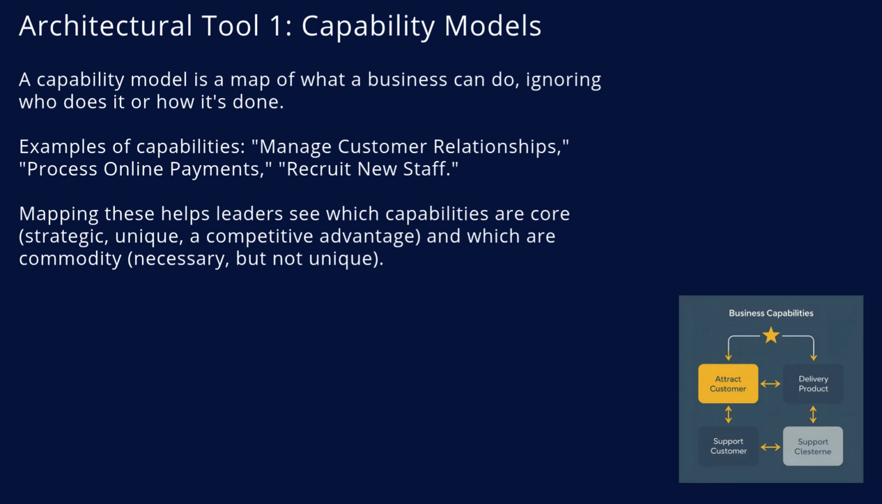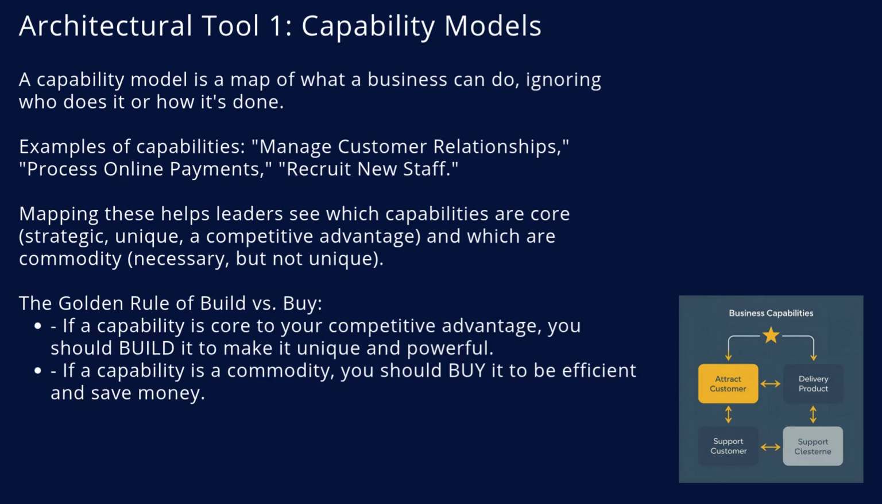You look at each capability and ask a simple question: is being world-class at this capability essential to our competitive advantage? For a company like Amazon, managed logistics is a core capability. They have to be the best in the world at it, so they invest billions to build their own unique systems. But for that same company, the capability to manage employee payroll is not a competitive advantage. It's just something they have to do. It's a commodity, so they buy an off-the-shelf payroll system. This simple distinction is the key to making the right build versus buy choice.